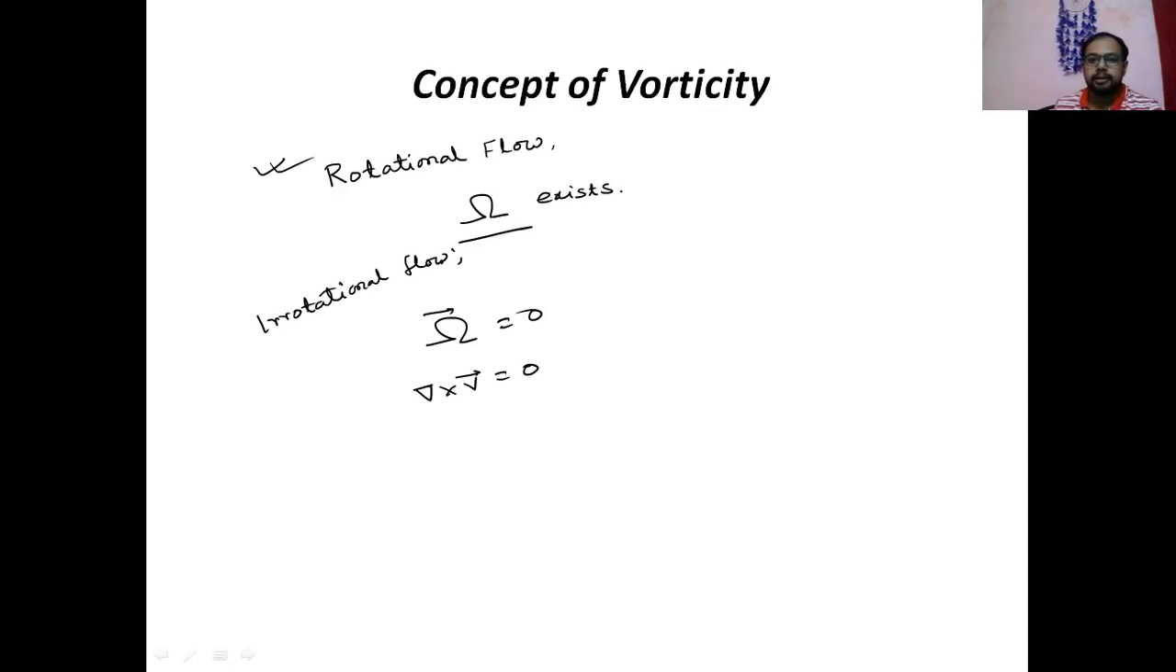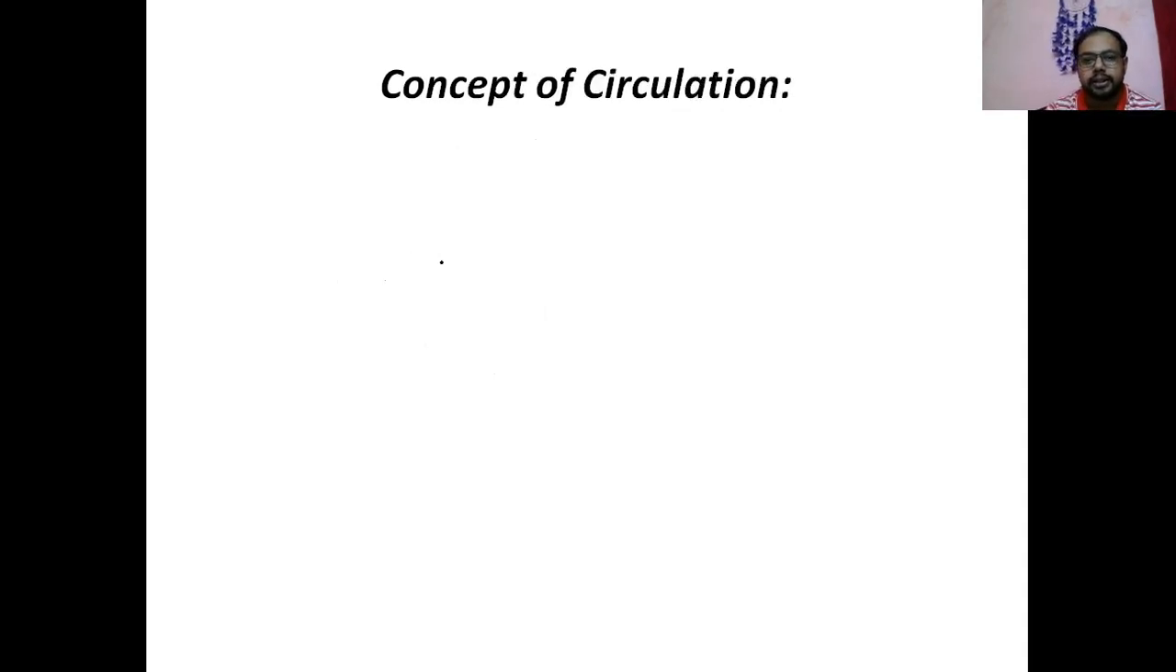So one more concept I am going to give you is the circulation concept. We'll see how it is related to the vorticity vector. In the circulation concept, you choose one contour of the fluid, and over the contour you take a small length scale, a small contour length dl.